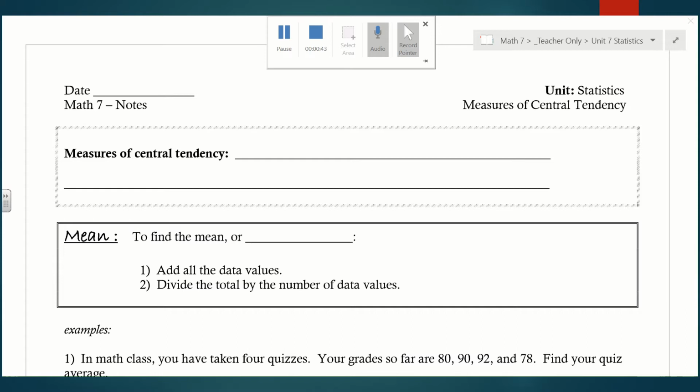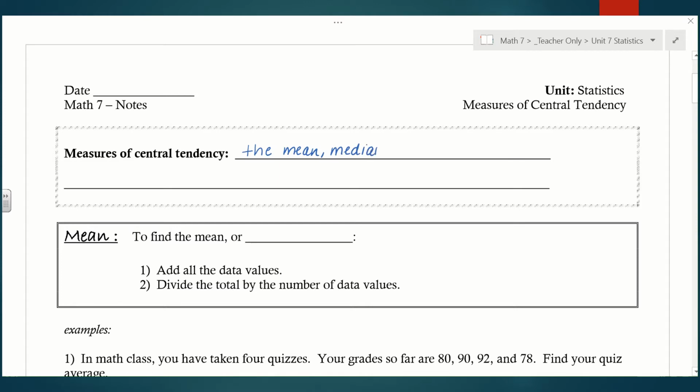Now, you probably have heard of the measures of central tendency before. You might just be forgetting the name. So we're going to define that right now. So it's the mean, the median, or mode of a set of data.